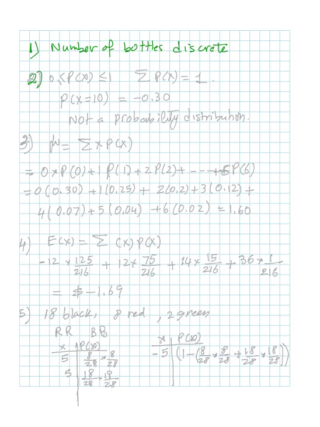Okay, number 2. Given the table of probabilities for the random variable x, does this form a probability distribution? For probability distribution, guys, you know that each probability must be between 0 and 1, and the sum of probabilities should add to 1. Well, you notice that the probability of x equals 10 in the table is a negative number. You can see here probability of x equals 10 equals negative 0.3. So that's a violation to the definition of probability distribution. So the answer is no.